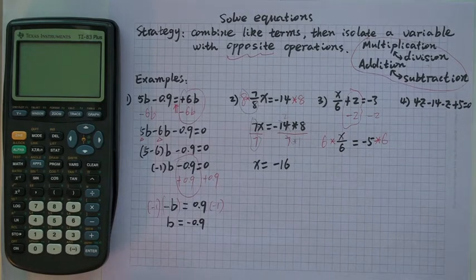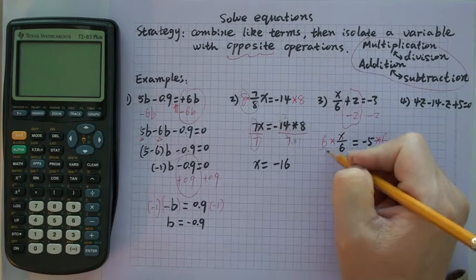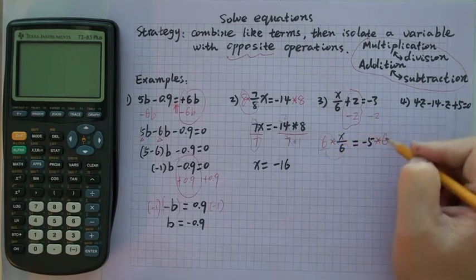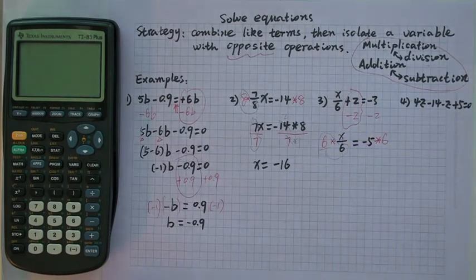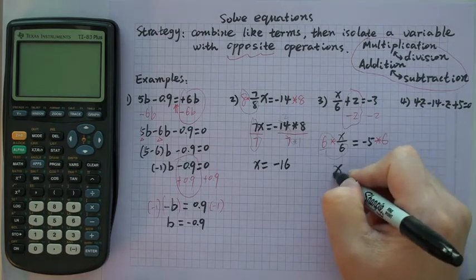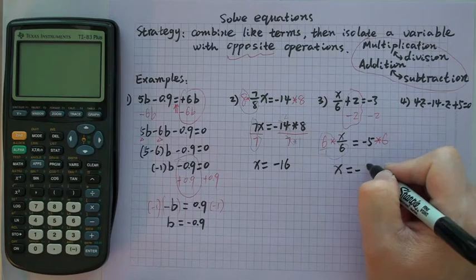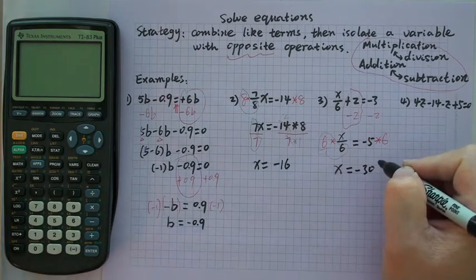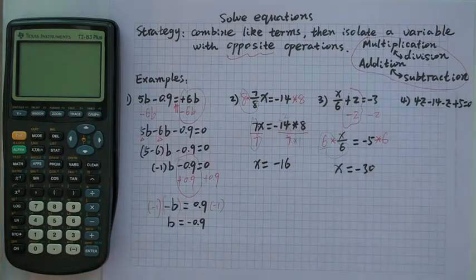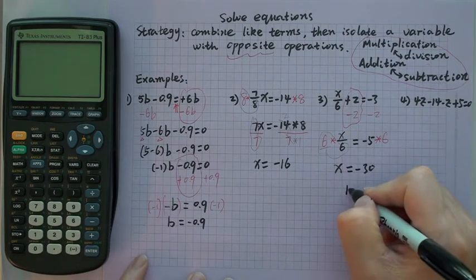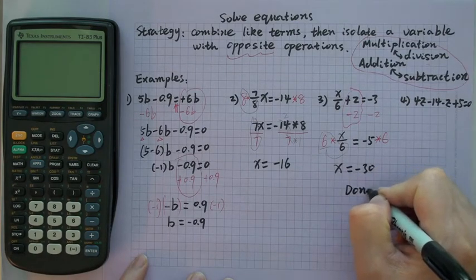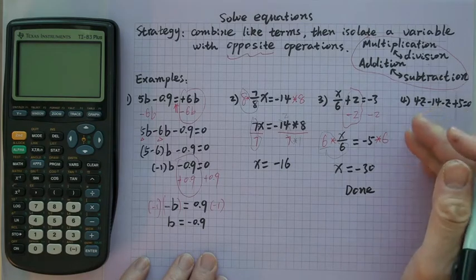So then you cancel the 6 upstairs and 6 downstairs. The left-hand side you get is x. The right-hand side is negative 5 times 6, which is negative 30. Basically, right here, you are done for this question.